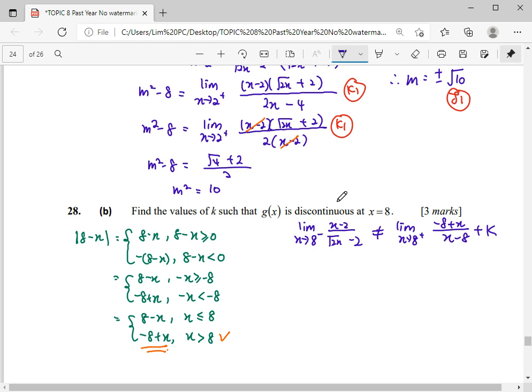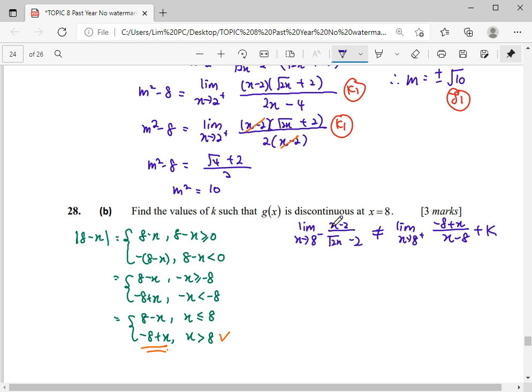Okay, so this is the information they give us. Discontinuous, so we automatically know condition number 2: the limit cannot exist, the left hand side cannot equal the right hand side. Find the value of k. So now we proceed, we attempt our limit here. We substitute our 8 here so we can do our limit.